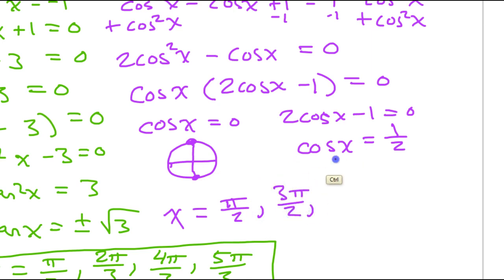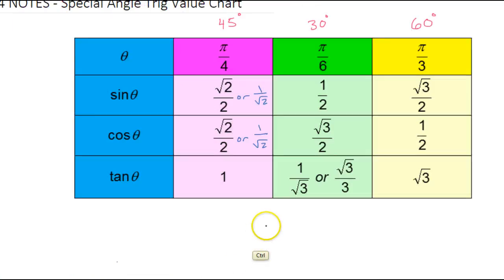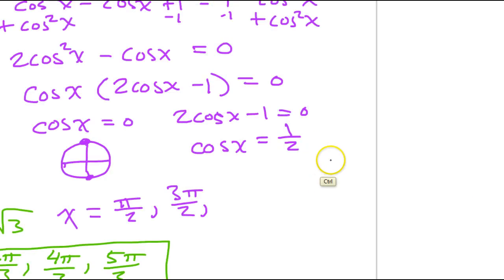All right, now let's turn our attention to cosine x is equal to 1/2. What is the reference angle? Looking back at this, cosine of pi over 3 is 1/2. So that tells me that the reference angle is pi over 3.